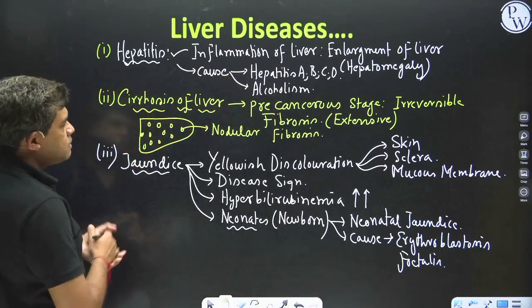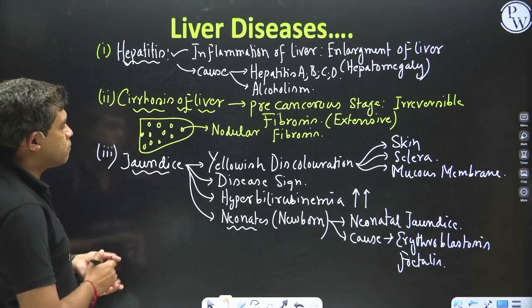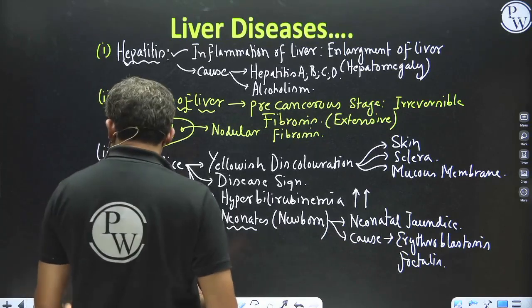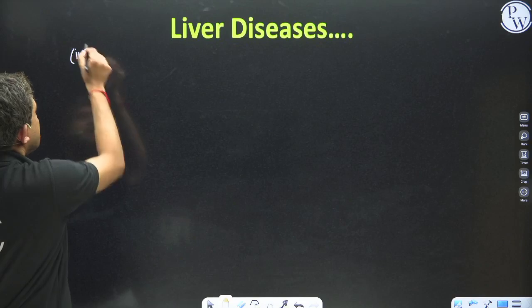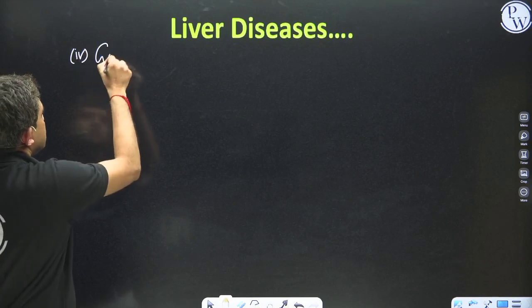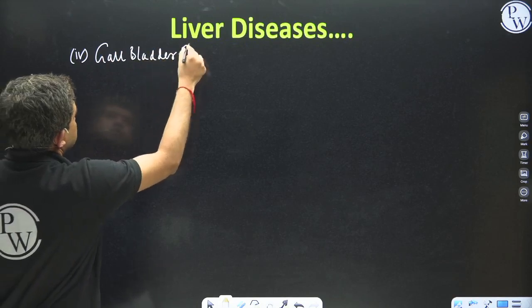Okay, and this is the jaundice. This is how it looks: the hepatitis, the cirrhosis of liver, the jaundice, etc. And what are the other types of disease? So let's see. Number 4, you have heard about the gallbladder stone.